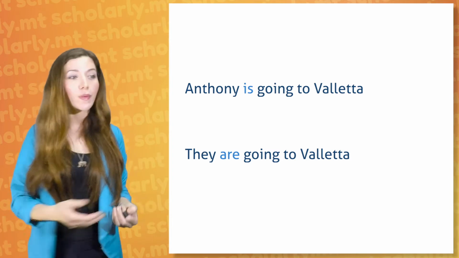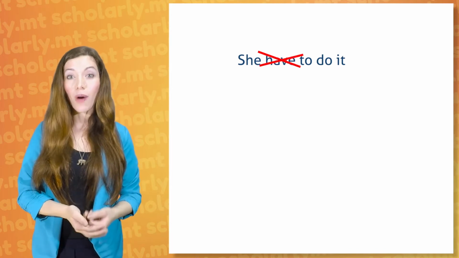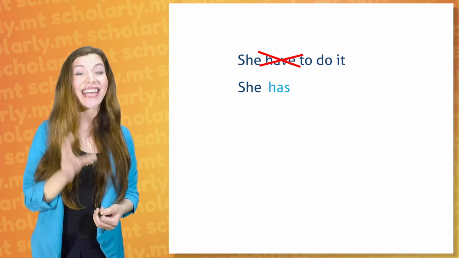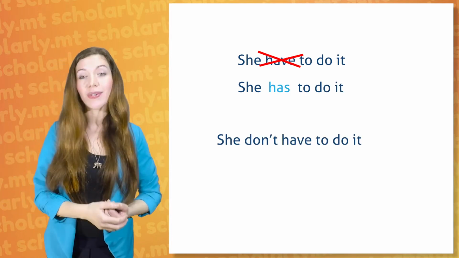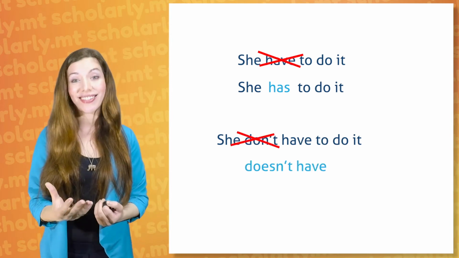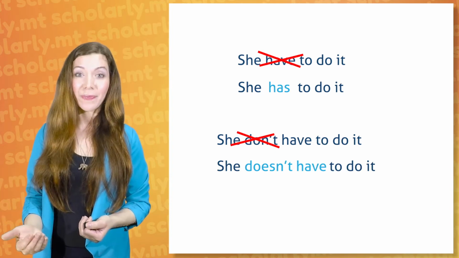For example, if we say she have to do it, that's incorrect. Why? Because we need to use the third person singular. She has to do it. She don't have to do it. That's also incorrect. The third person would be does. So in the negative, she doesn't have to do it.